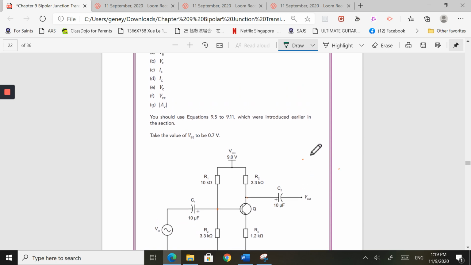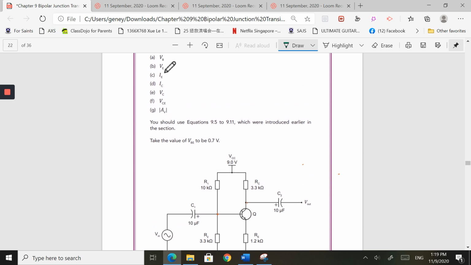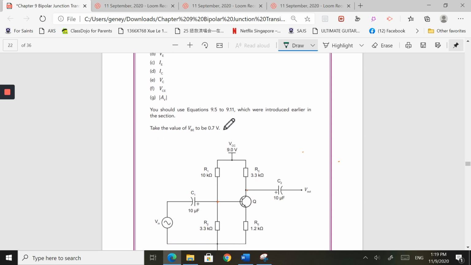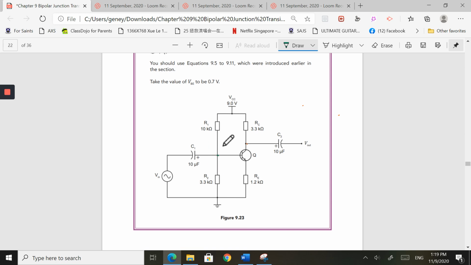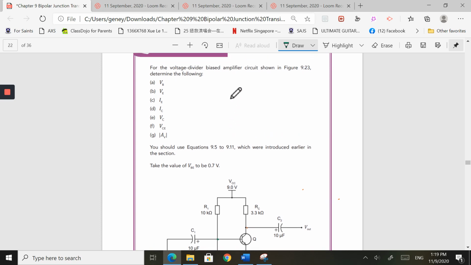Typically these are the values that you need to find out. VB, the base voltage. The base voltage is over here. So what I'm going to do is a simple voltage divider method. This is very, very basic. You must know how to do a voltage divider calculation.